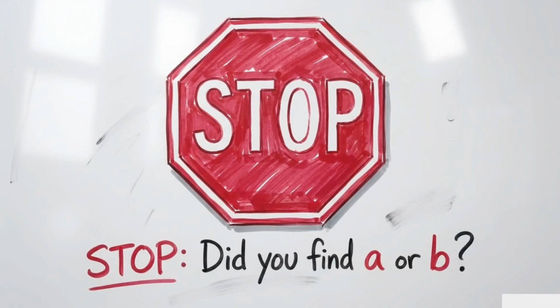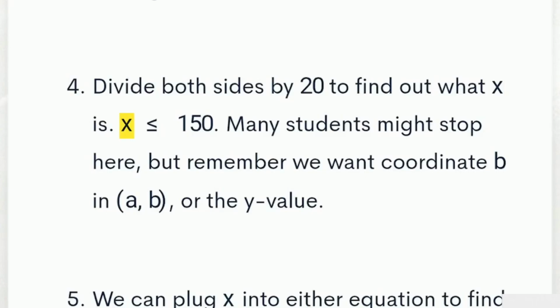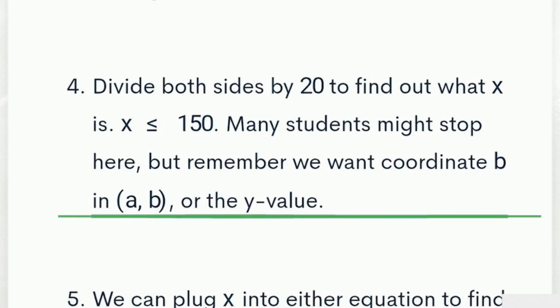Stop right there. If you bubble in 150 as your final answer, you will lose the points. This is the single most common trap on the test. 150 is our x-coordinate. In the context of the problem, that is variable a. But the question didn't ask for a. It demanded the maximum value of b, which means we need the y-coordinate.